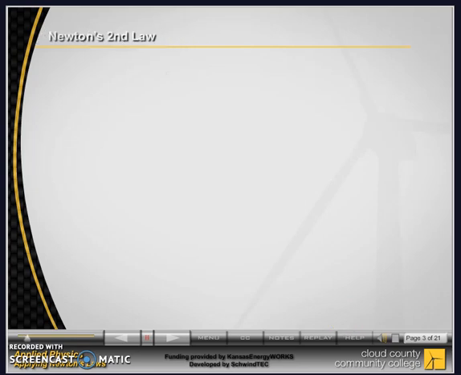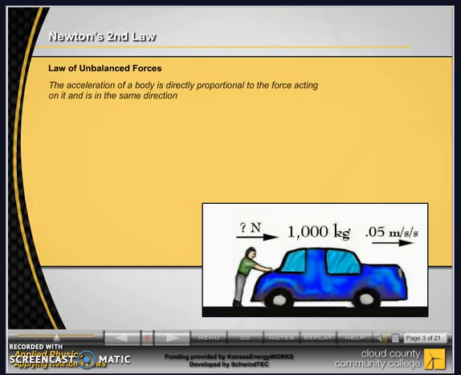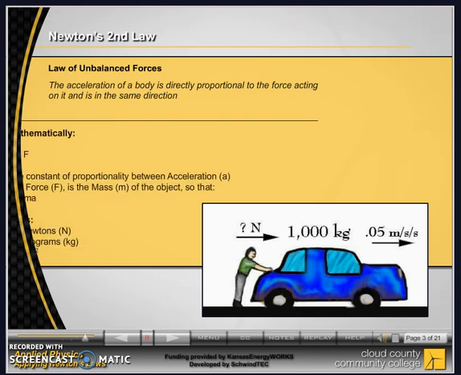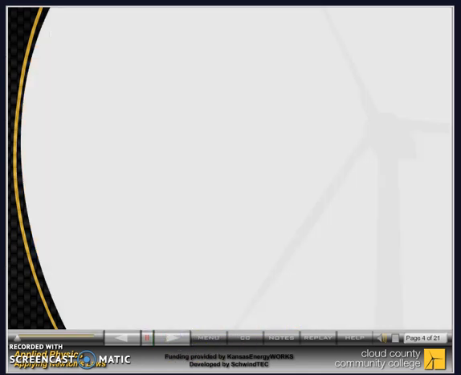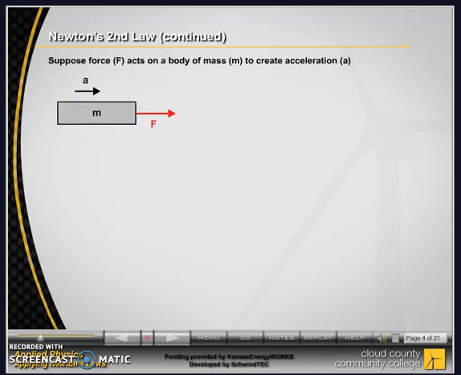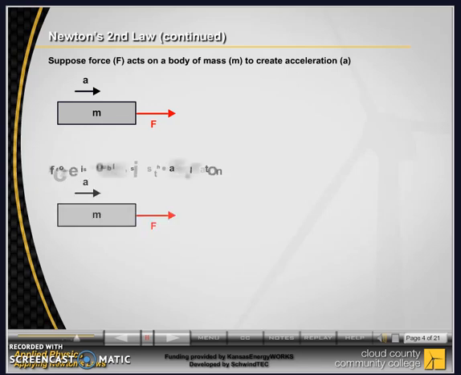Newton's second law is the law of unbalanced forces, which states the acceleration of a body is directly proportional to the force acting on it and is in the same direction. Here is an example. Suppose force, or F, acts on a body of mass, or m, to create acceleration, or a. Then, if force is doubled, so is the acceleration.